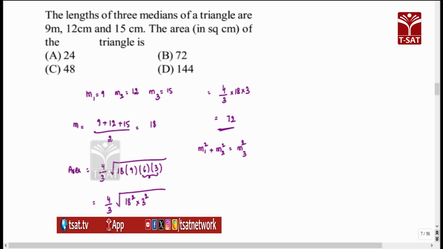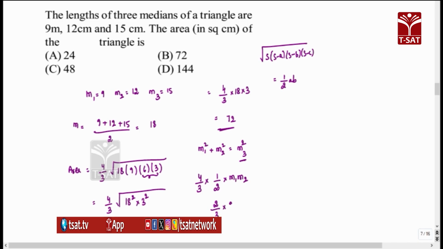So, whenever m1 square plus m2 square is equal to m3 square, this formula changes to 4 by 3 into the whole thing under root of m into m minus m1, m minus m2, m minus m3, which is equal to half of m1 m2, because we know for a right angle triangle, if three sides are given, s into s minus a, s minus b, s minus c is equal to half of ab. So, I am applying the same rule here. It is half of m1 m2, where m3 is the larger median. So, you can say 2 by 3 m1 into m2.